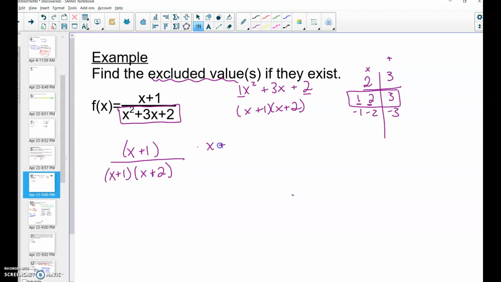So I have two places. I have x plus 1 equals 0 and x plus 2 equals 0. I set those equal to 0 so that I can figure out what value of x will give me 0 on the denominator. So that means I need to solve for x.